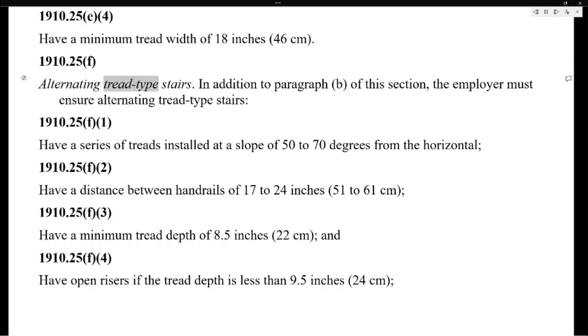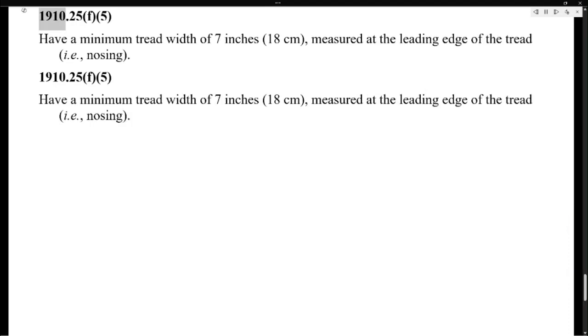1910.25(f) Alternating tread type stairs. In addition to paragraph (b) of this section, the employer must ensure alternating tread type stairs: (f)(1) Have a series of treads installed at a slope of 50 to 70 degrees from the horizontal. (f)(2) Have a distance between handrails of 17 to 24 inches (51 to 61 centimeters). (f)(3) Have a minimum tread depth of 8.5 inches (22 centimeters), and (f)(4) Have open risers if the tread depth is less than 9.5 inches (24 centimeters). (f)(5) Have a minimum tread width of 7 inches (18 centimeters), measured at the leading edge of the tread, i.e., nosing.